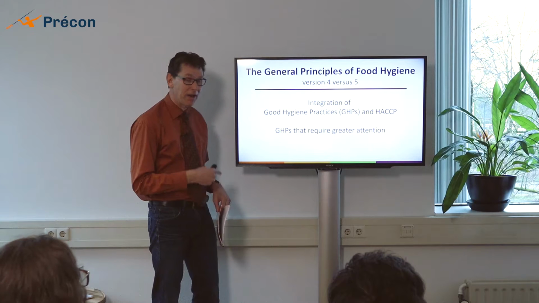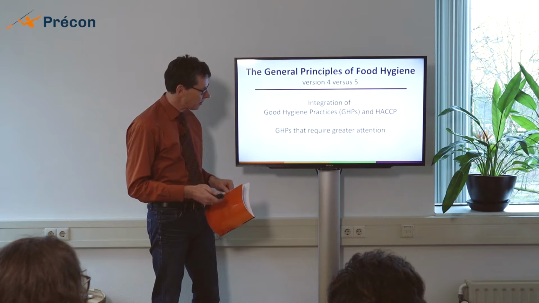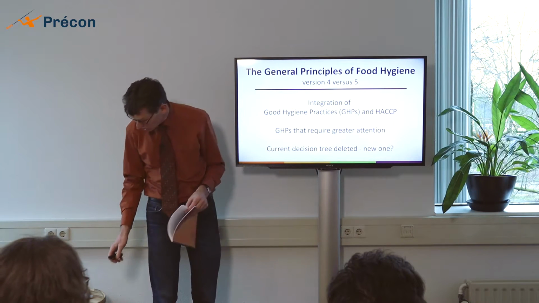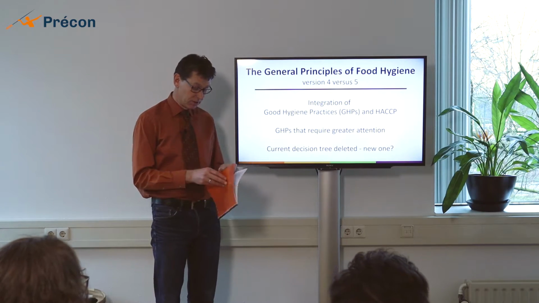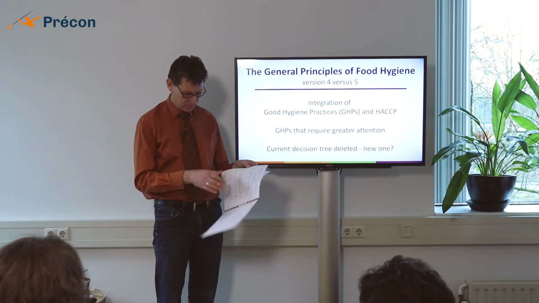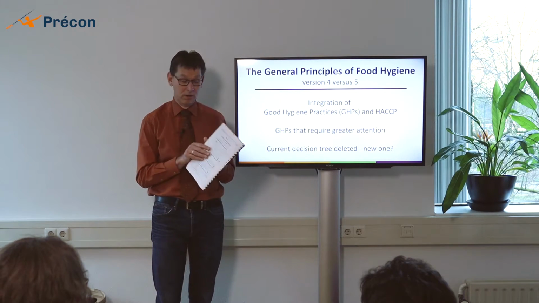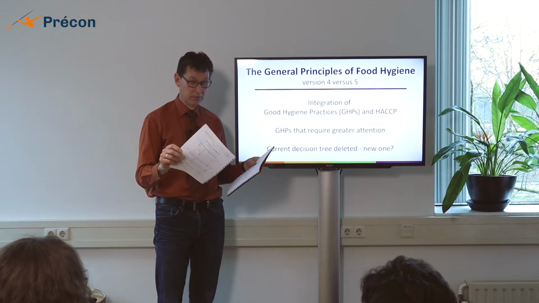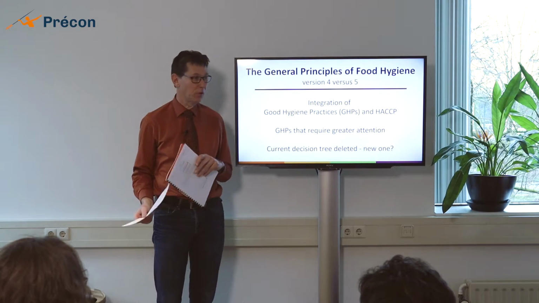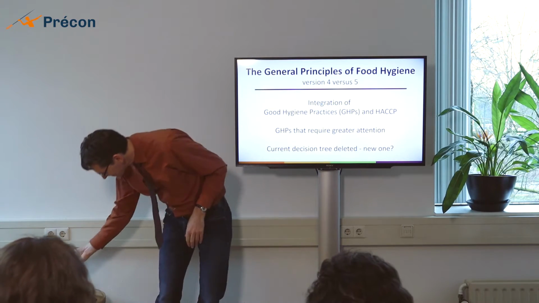And I will explain something about that GHPs. Another major change is the decision tree, which is the decision tree of HACCP, which is this one. This is kind of the holy grail within HACCP. Well, one of the things is that this will be out of the general principles of food hygiene. We won't have a decision tree anymore. Maybe there will be a new one, but it will not be the old one. The old one will be gone.